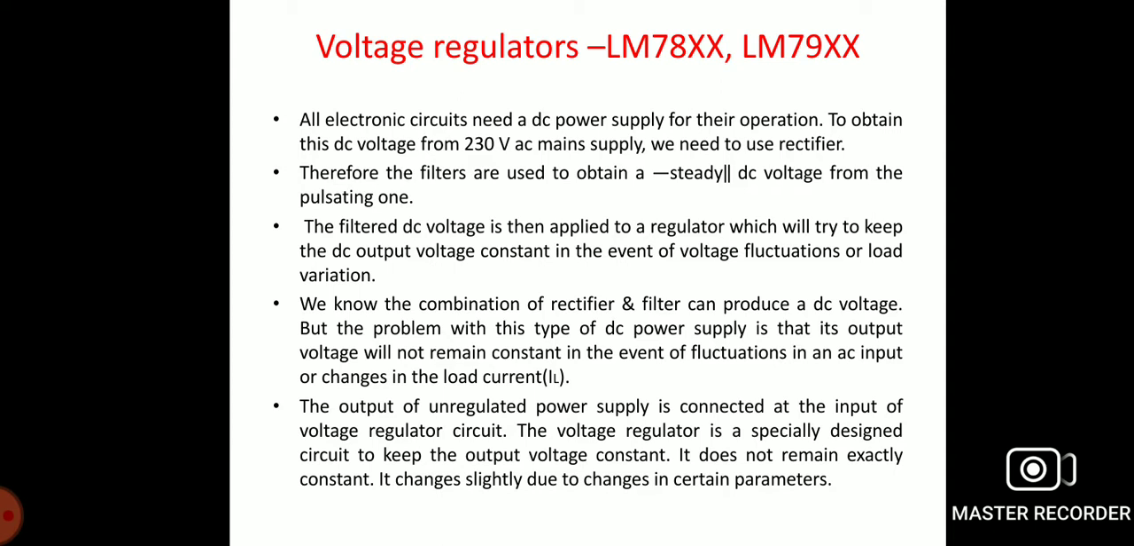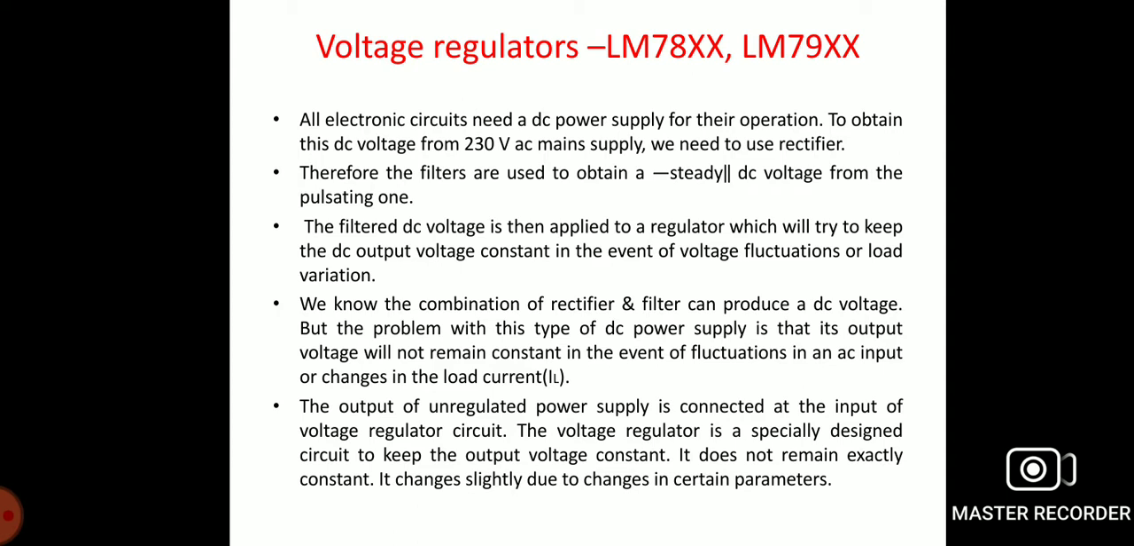Electronic circuits need a DC power supply for their operation. To obtain this DC voltage from the 230 volt AC mains supply voltage, we need to use a rectifier. The filter is then used to obtain a steady state DC voltage from the pulsating one. The filtered DC voltage is then applied to a regulator, which will try to keep the DC output voltage constant in the event of voltage fluctuations or load variations.